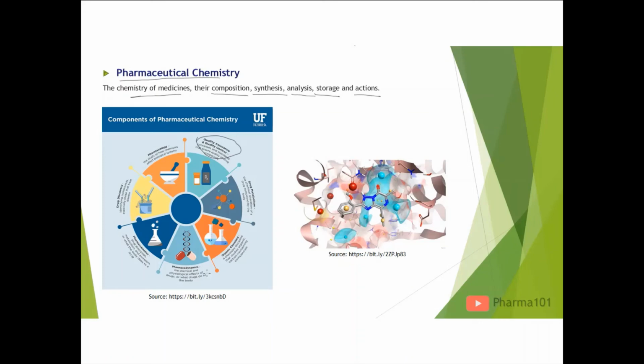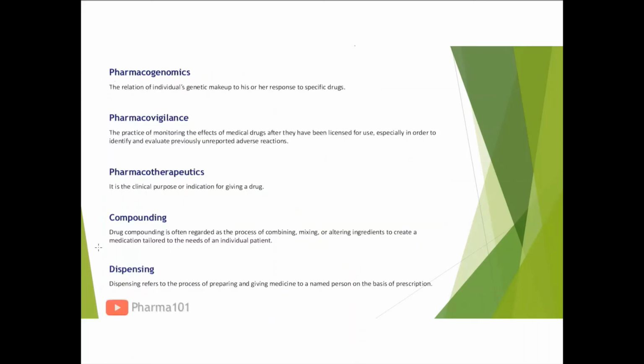Other definitions that you should be aware of in pharmacy include pharmacogenomics. It is the study of how an individual's genetic makeup can alter their response to drug. So the way your genes are coded and your genetic makeup can determine the way you respond to drugs, and the study of this relationship comes under pharmacogenomics.